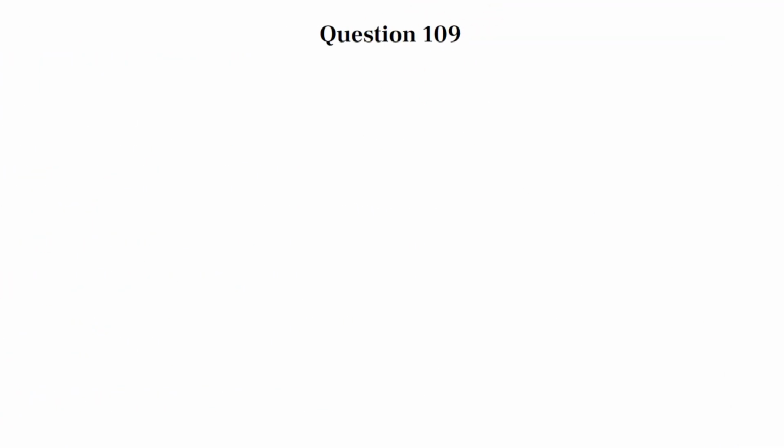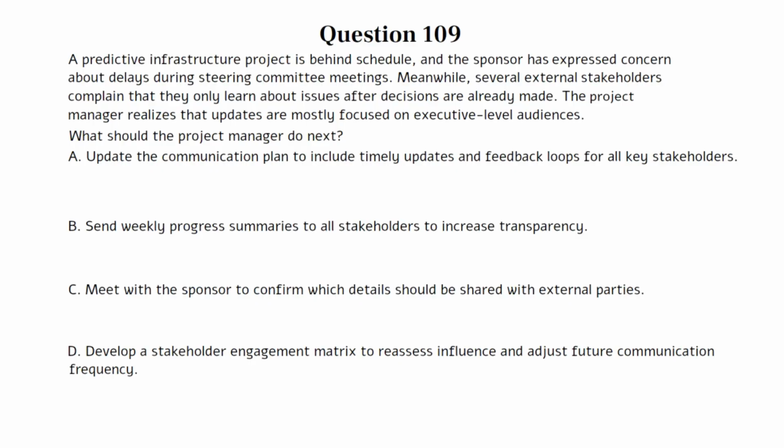Question 109. A predictive infrastructure project is behind schedule and the sponsor has expressed concern about delays during steering committee meetings. Meanwhile, several external stakeholders complain that they only learn about issues after decisions are already made. The project manager realizes that updates are mostly focused on executive-level audiences. What should the project manager do next?